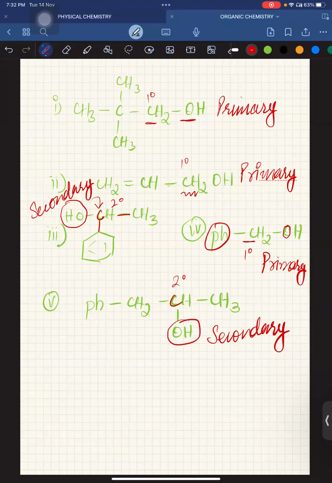Can I change the slide? Yes. Okay. Next is basically ether. And ether's general formula you should know: ROR. This is your ether's general formula.